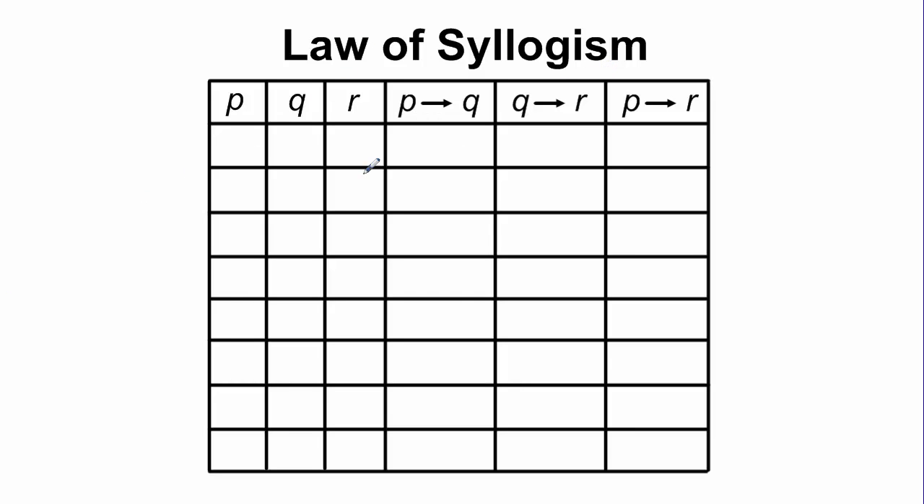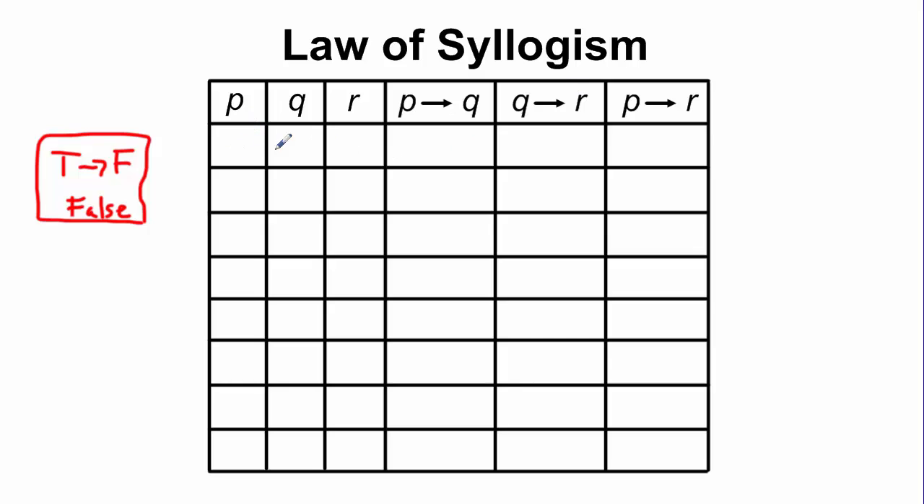Law of syllogism. Before attempting the law of syllogism, make sure you know your truth tables very well and you're comfortable with them. For a conditional statement where the hypothesis is true and the conclusion is false, the overall conditional will be false. That's the only case that is going to be false. We're going to use that to fill out this truth table, so that we can understand what the law of syllogism is telling us.